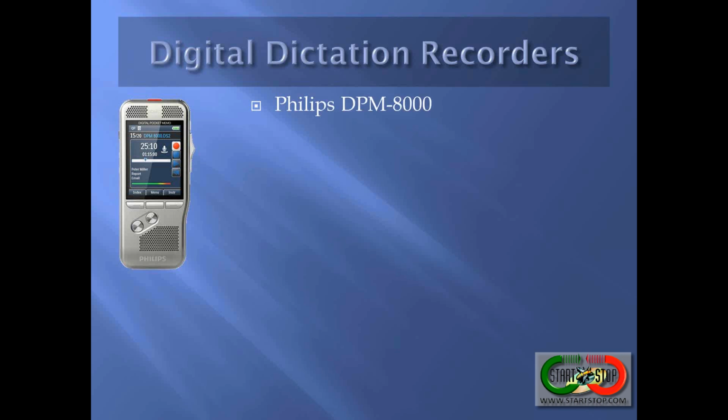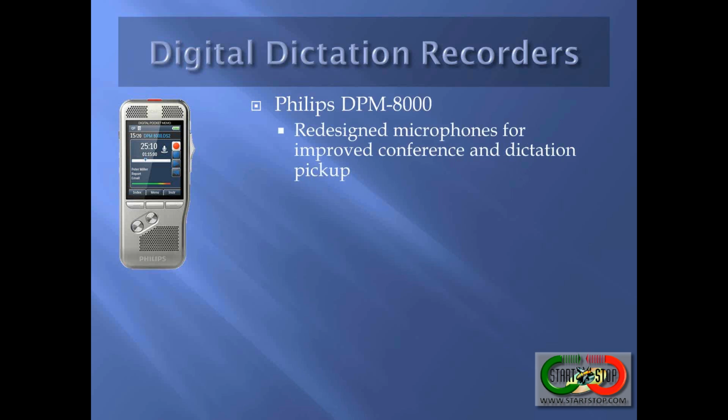The next recorder is the Philips DPM 8000. It's a new model, just came out recently, and the redesigned microphones offer improved conference recording and dictation pickup. It's got two different kinds of microphones built in. The one kind is used when you've set it to record a conference, and the other is used when you're dictating and are holding the microphone fairly close to your mouth. So each one is optimized for its particular type of usage.